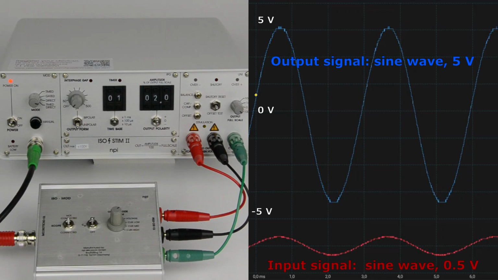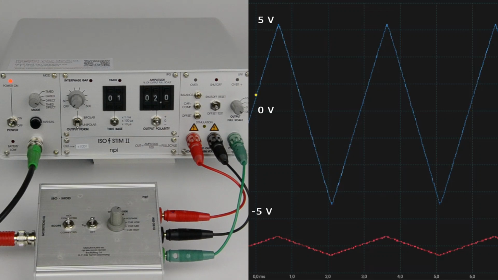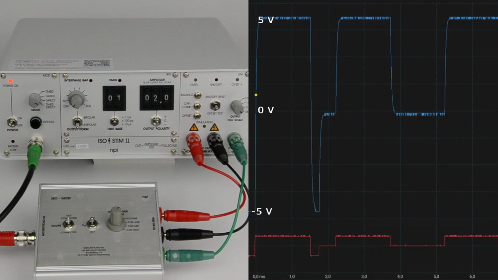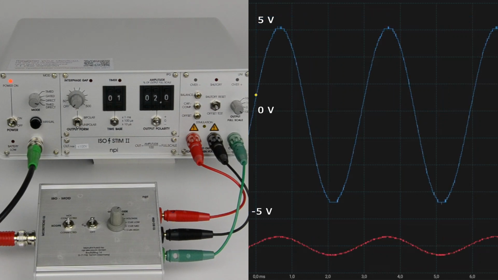We change the input signal from a sine wave to a triangle wave, to a square wave, and back to a sine wave.